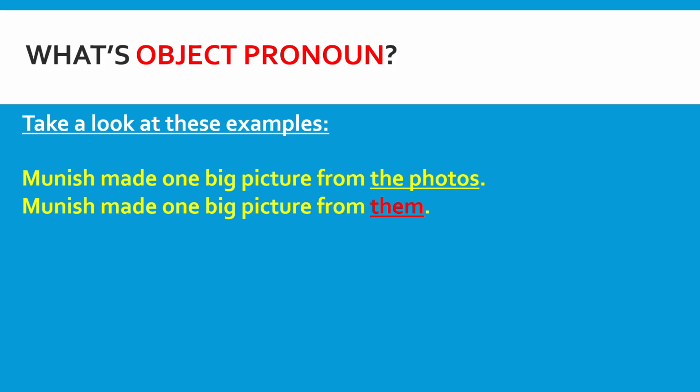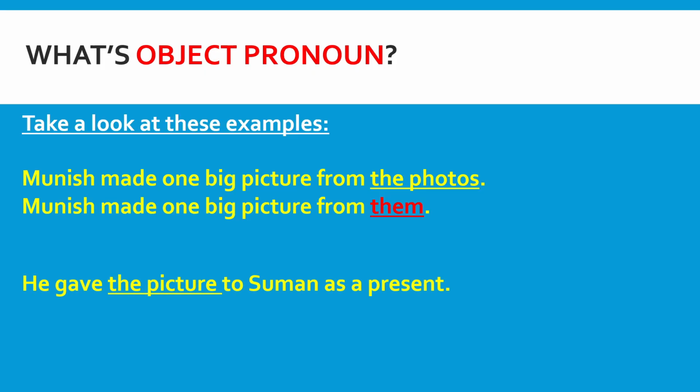Let's take a look at another example. He gave the picture to Suman as a present, and it can be rewritten as he gave it to Suman as a present. So we know that it here refers to the picture. Therefore, it represents the picture.